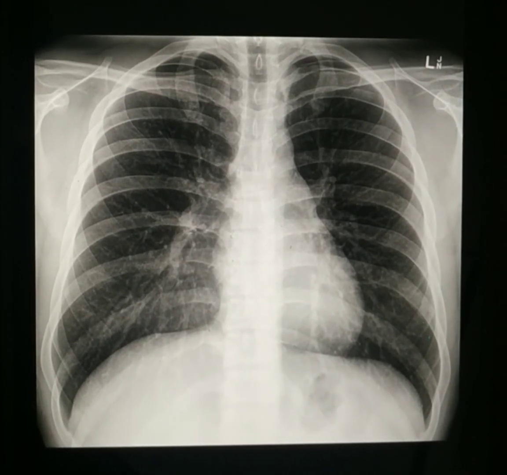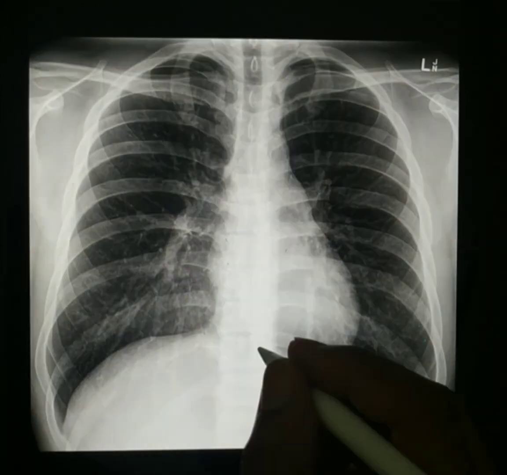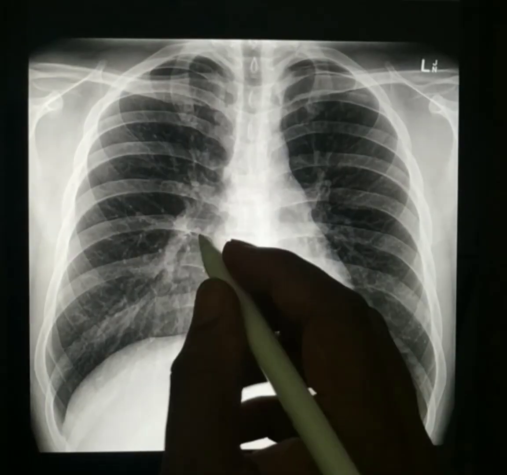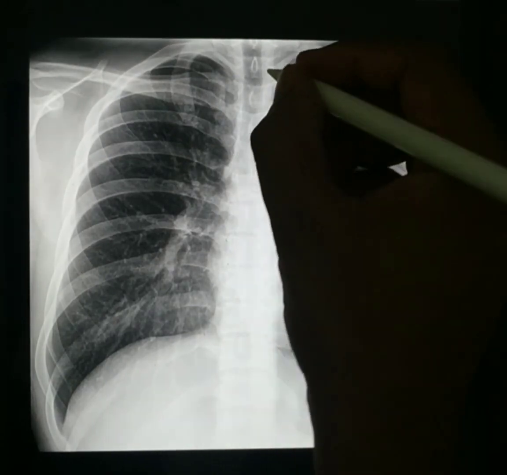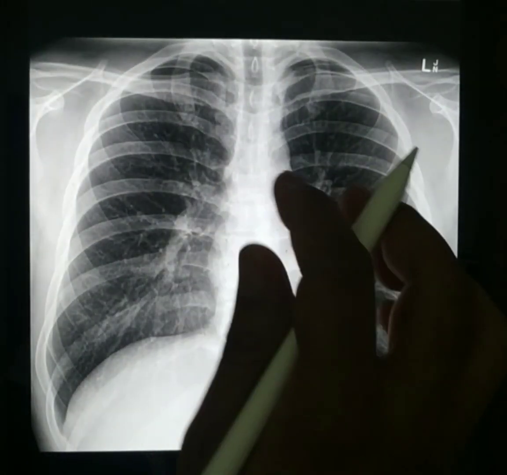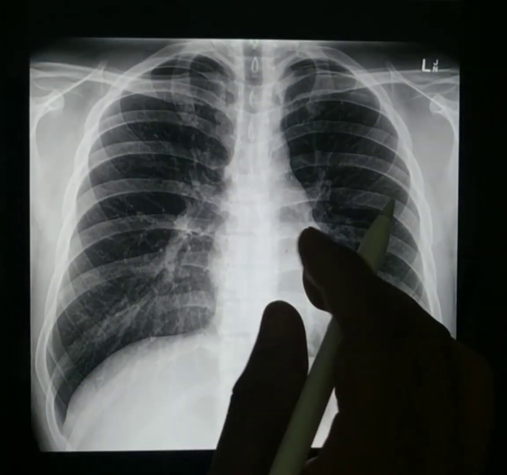Kindly go through the first two videos on normal chest X-ray so you can easily appreciate the difference between the normal and abnormal chest X-rays. So in this slide, this is the normal chest X-ray. I told in the previous video all of the normal findings. What are the normal findings in a normal chest X-ray?